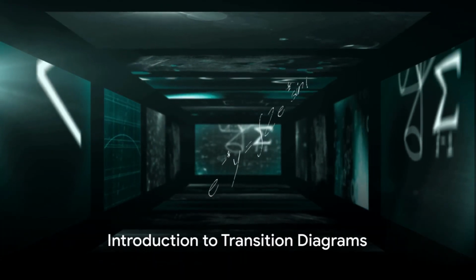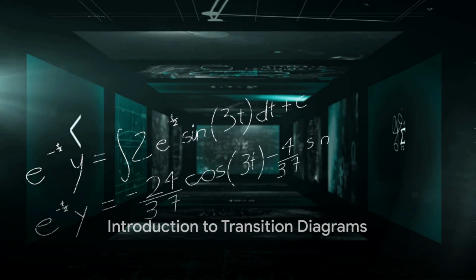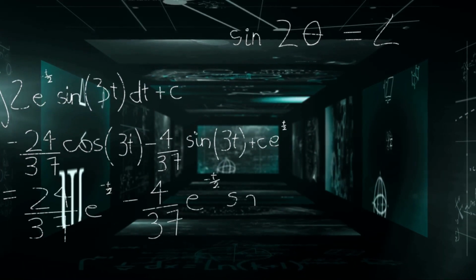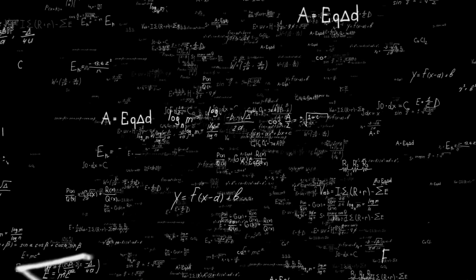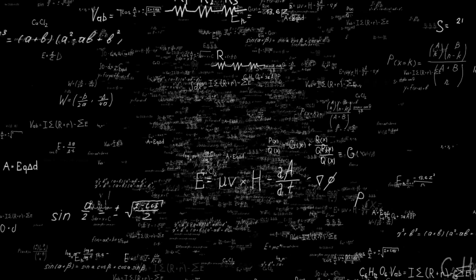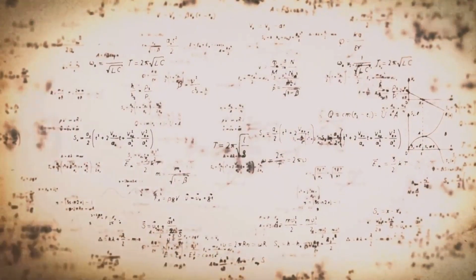Have you ever wondered how transition diagrams can be applied in everyday life? Today we're going to delve into the intriguing world of these graphical representations and see how they are more than just a collection of circles and arrows. A transition diagram is essentially a visual representation of different states and the transitions between them.